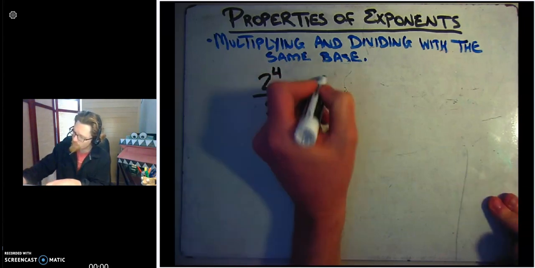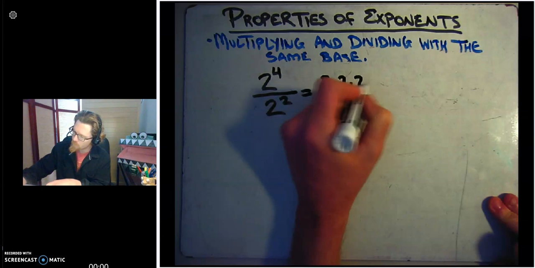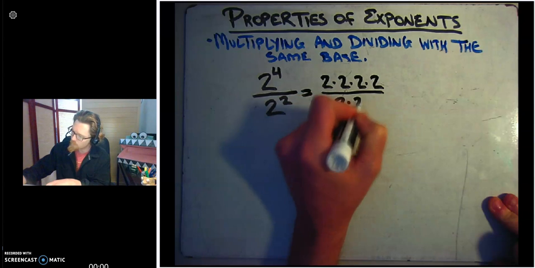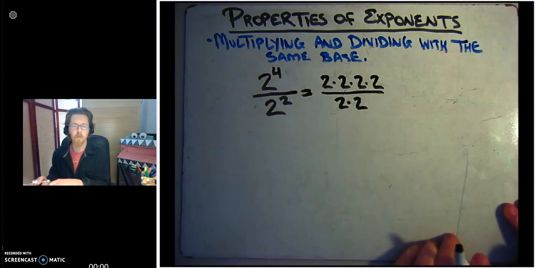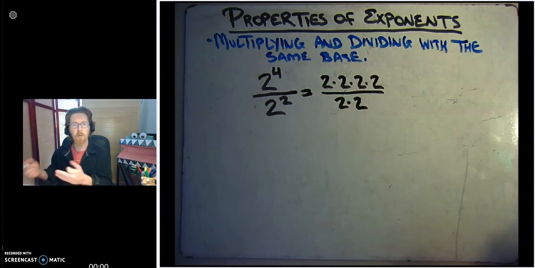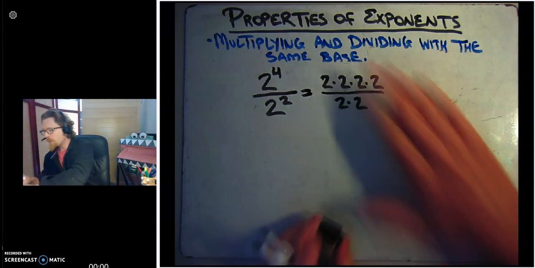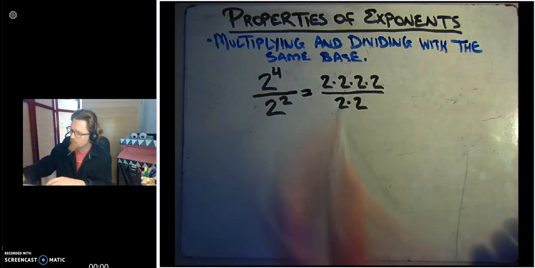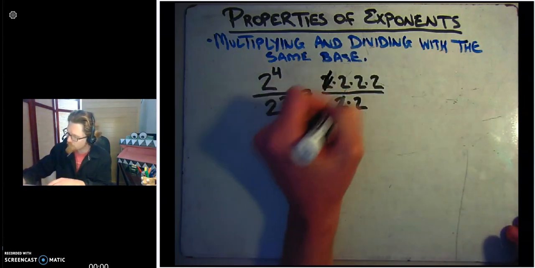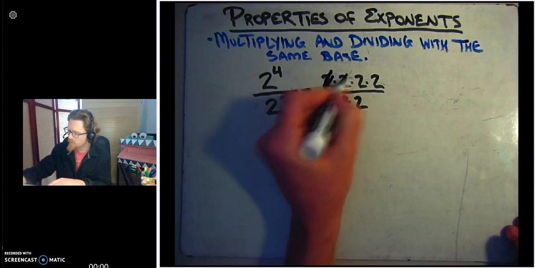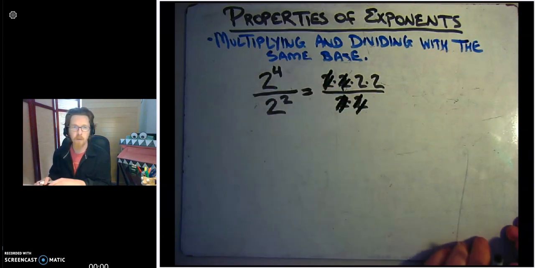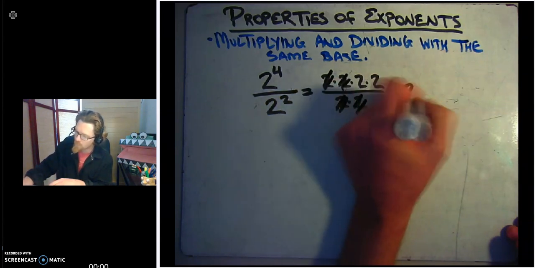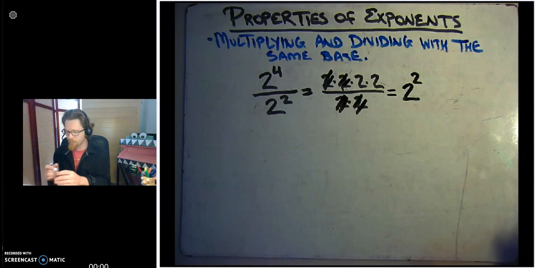2 to the fourth power is 2 times 2 times 2 times 2. And 2 to the second power is 2 2's being multiplied. Through division, we know that when we have the same number on top and bottom, we can cancel those out and make a 1. So this 2 cancels with this 2 and makes a 1. This 2 cancels with this 2 and makes a 1. And all that's left is 2 times 2, which can be shortened as 2 to the second power.